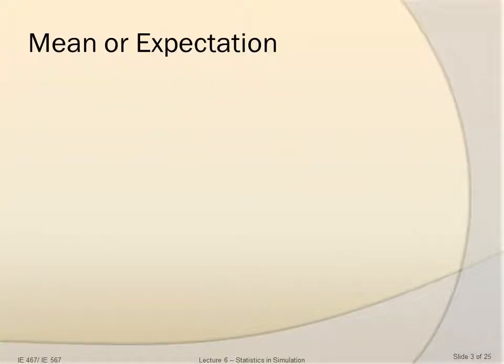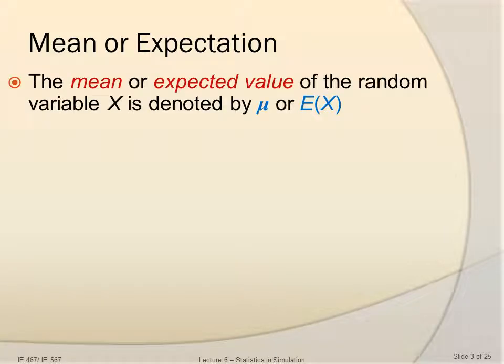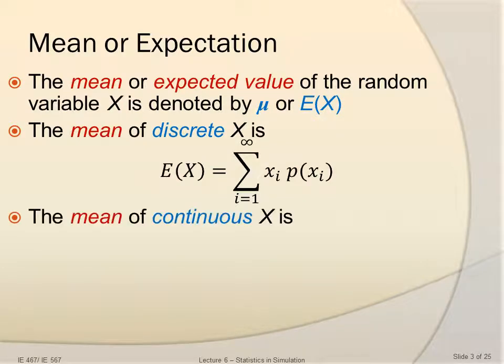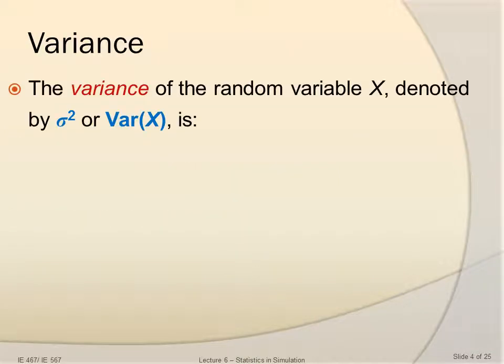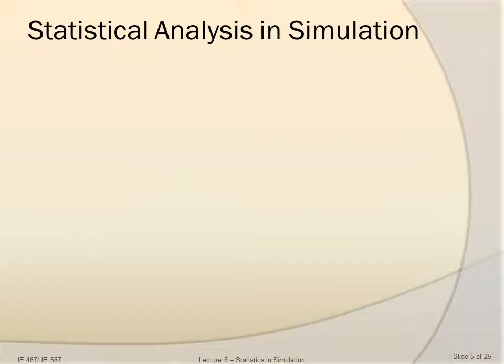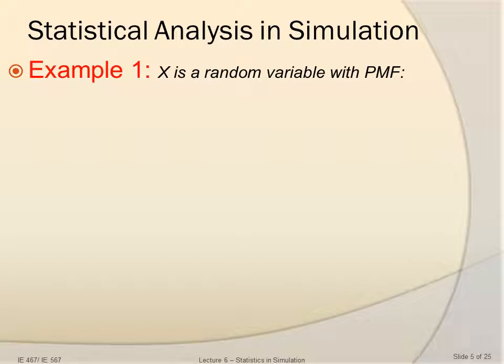So recall what we learned in Lecture 5. We can compute the mean for a discrete variable using this formula, and for a continuous variable using this formula. And also, we know how to compute variance in both cases, and that's using this formula. So variance, of course, is a matter of dispersion around the mean. So let's go back to the example.